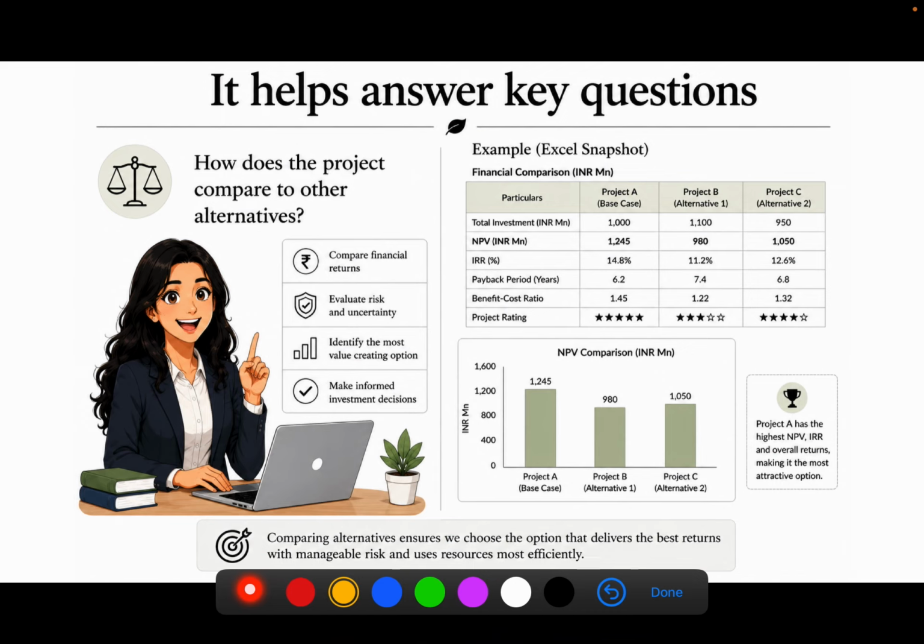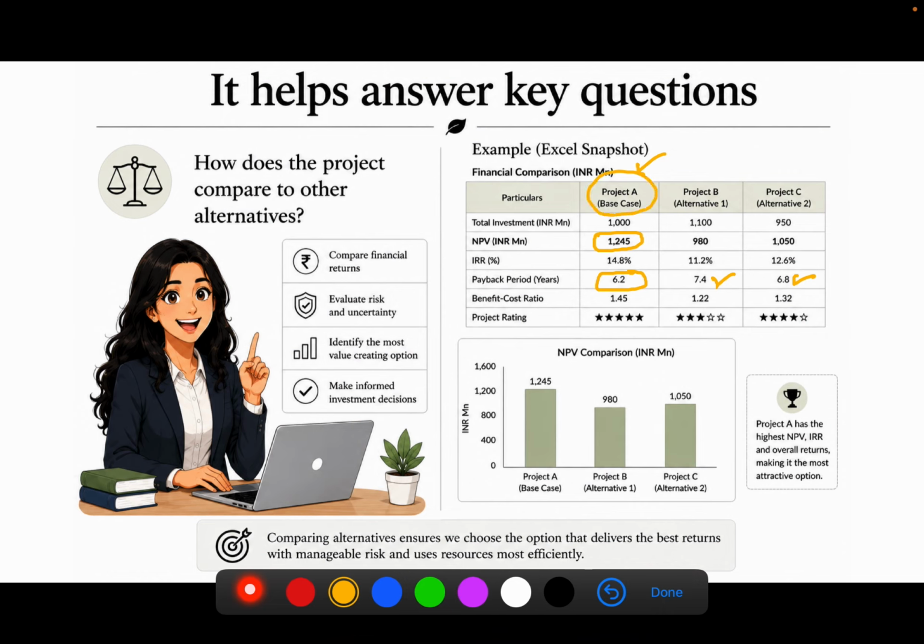In this example, project A has the highest NPV, as you can see here, 1245 million among all these three projects. It also has the shortest payback period of 6.2 years. That means the money is getting recovered in just a time span of 6.2 years. And for the other projects, it is taking much longer to get back the money. So based on these financial measures, project A appears to be the most attractive option.